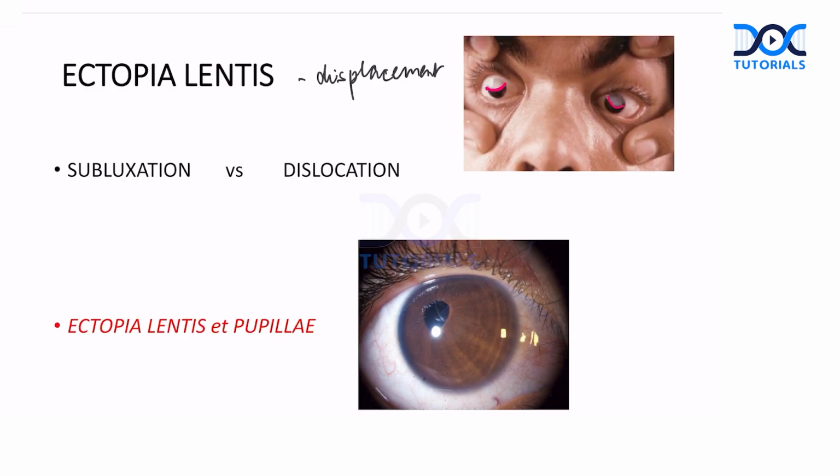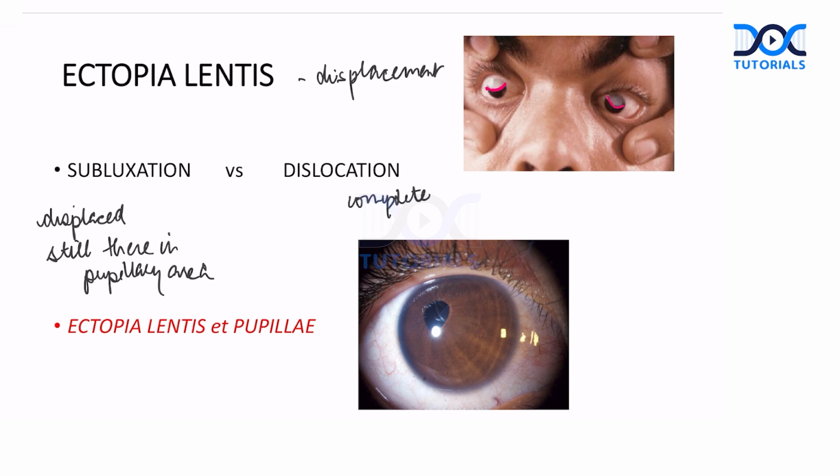Now, there are two terms, subluxation and dislocation. Subluxation means that the lens is displaced, but some part of the lens is still there in the pupillary area. So, you can see some part of the lens, it is still present inside the pupillary area. What about dislocation? It is total displacement. Maybe it has gone into the vitreous cavity, maybe it is coming into the anterior chamber, but it is not present in its normal position, and this is called a complete displacement or complete dislocation. Okay, friends? So, there are two different terms.